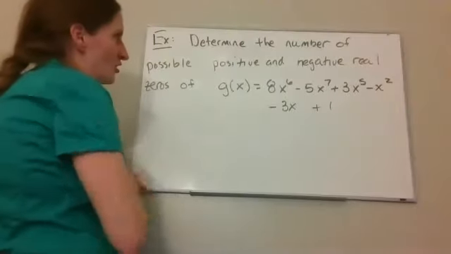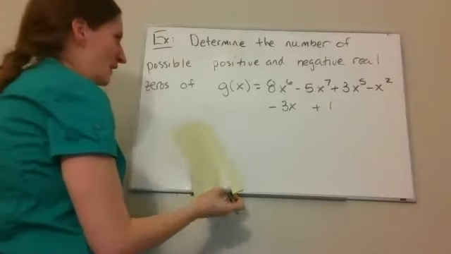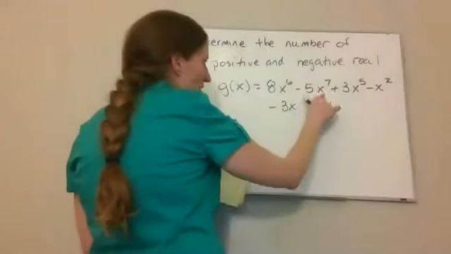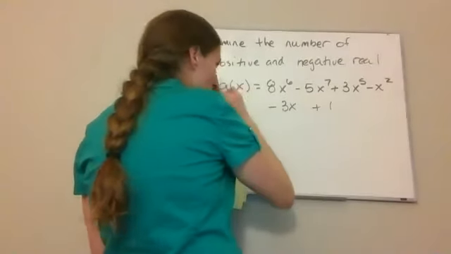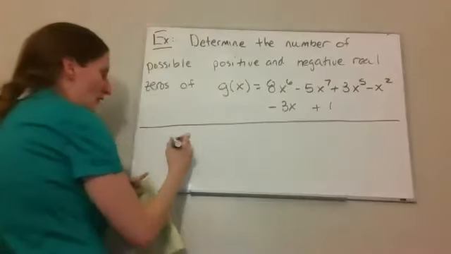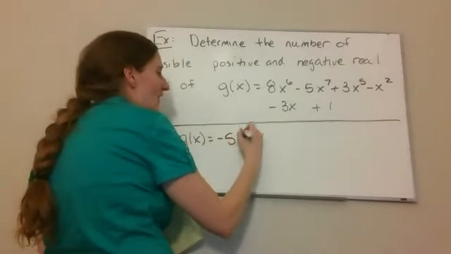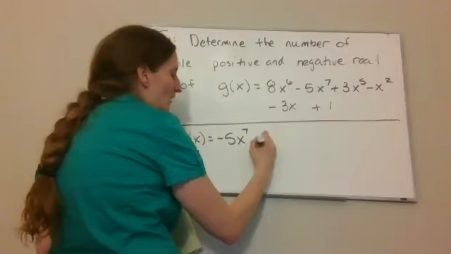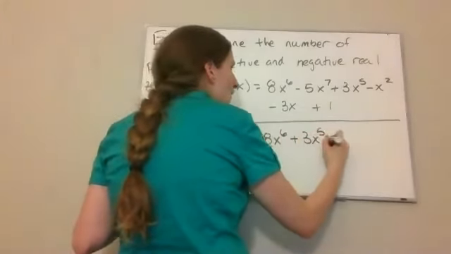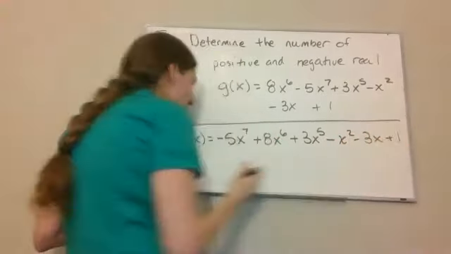Well, the first thing we should do is rewrite this so that it looks like it's in the correct order. Notice that I don't have everything going in the proper order. I have this x to the 7th after the x to the 6th. So let's rearrange it so it's in the right order first. G of x is equal to negative 5x to the 7th plus 8x to the 6th plus 3x to the 5th minus x squared minus 3x plus 1.